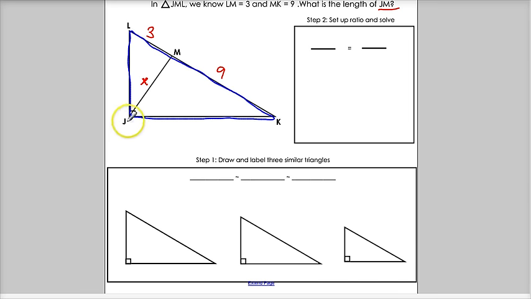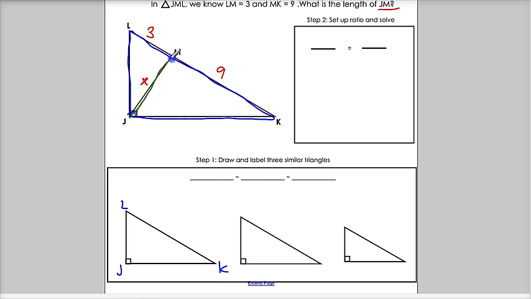First, where's our right angle? It's at J, so let's put J over here. And which is our longer leg right here? JK. That is our longer leg. So that means JL is our shorter leg. So that is our first triangle. All right, JKL.